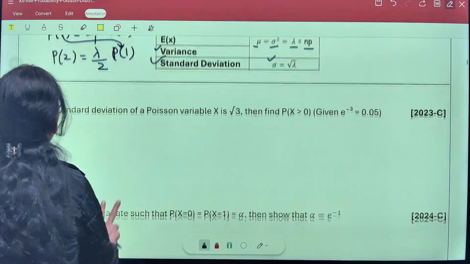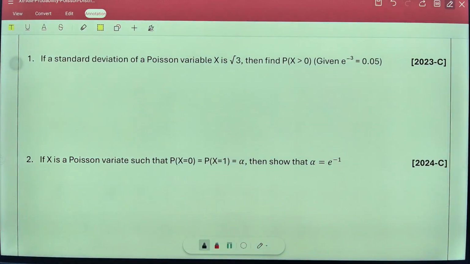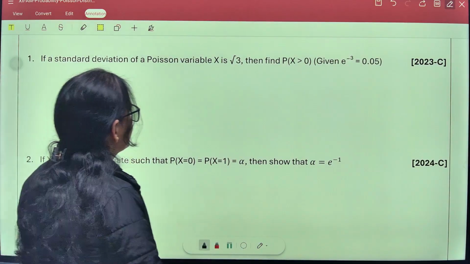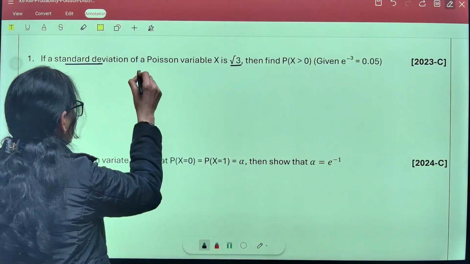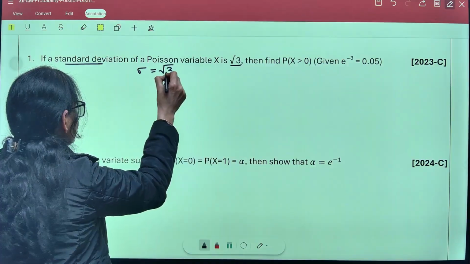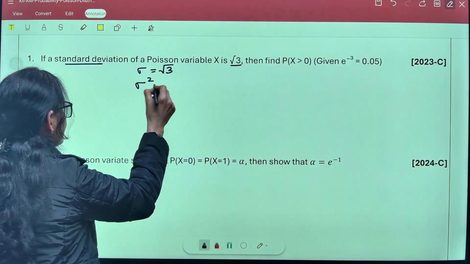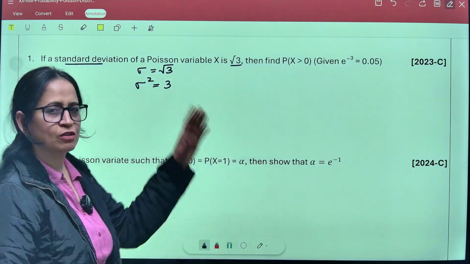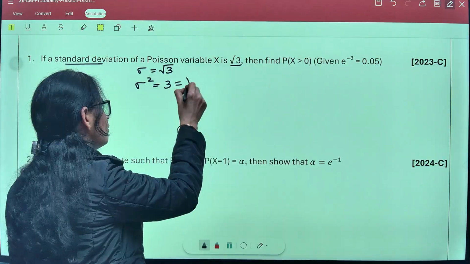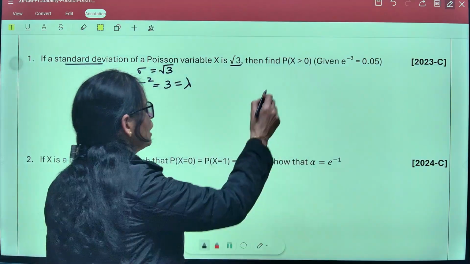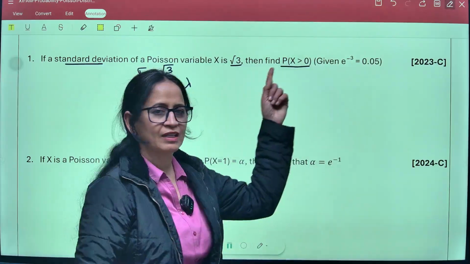So let's get started with the first question. If the standard deviation of Poisson variable x is root 3, then find probability of x greater than 0. So standard deviation is given to you as root 3. That means sigma is square root 3. Squaring both sides, we get the variance as 3. Now for Poisson distribution, variance is same as lambda. So 3 is the value of lambda that we have, and we need to calculate probability of x greater than 0.